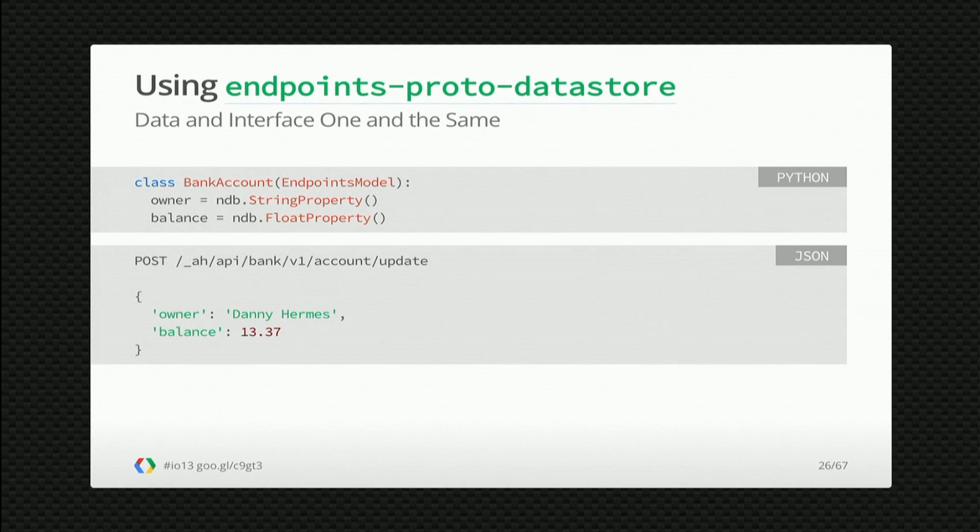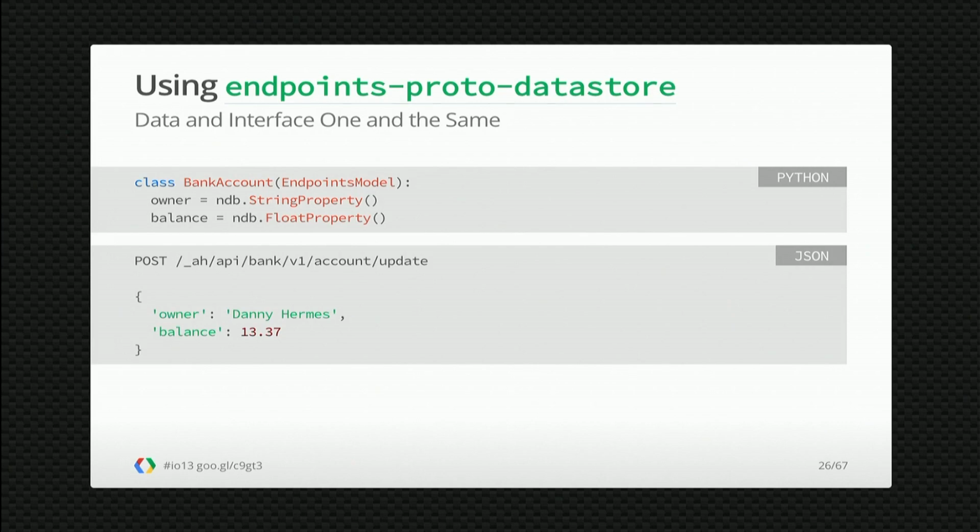So I have this sample class up here, bank account, which says we've got an owner, which is a string, and a balance, which is a float property. So in my bank account, I have leet dollars, right? But my data through the client looks exactly like the structure that I'm defining on the server.